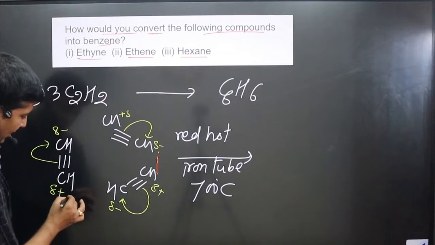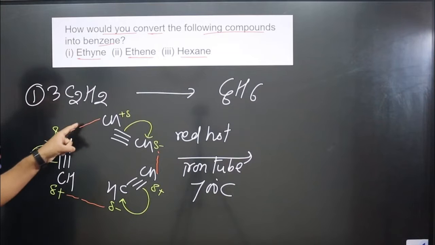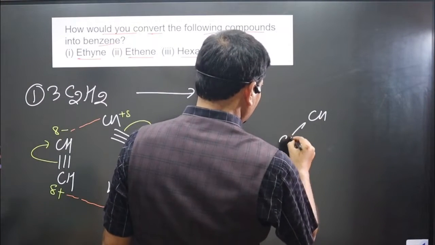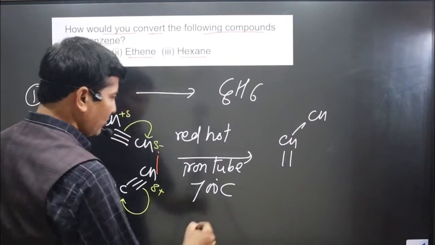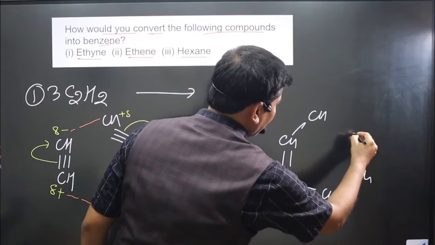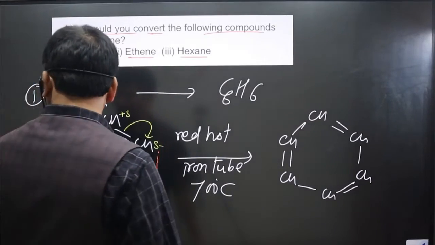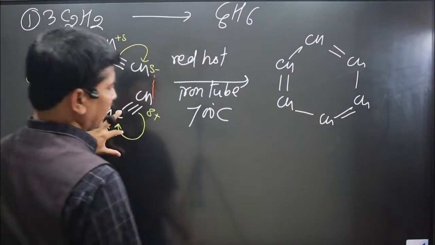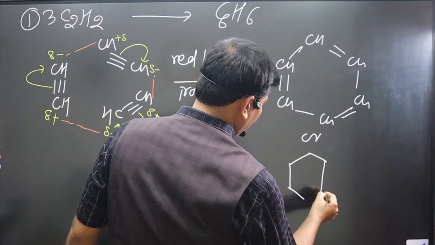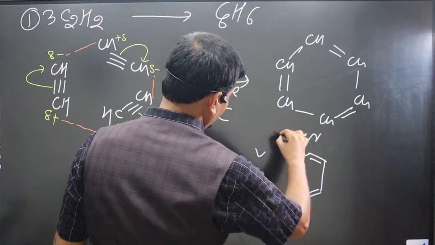Now what happens exactly: positive-negative attraction will be there, so positive and negative are connected here, and here also. Between the CH units a single bond is generated. So we get CH, single bond, CH, then a double bond, then CH, and so on: double bond, single bond, double bond, single bond, double bond. This is nothing but the benzene ring.